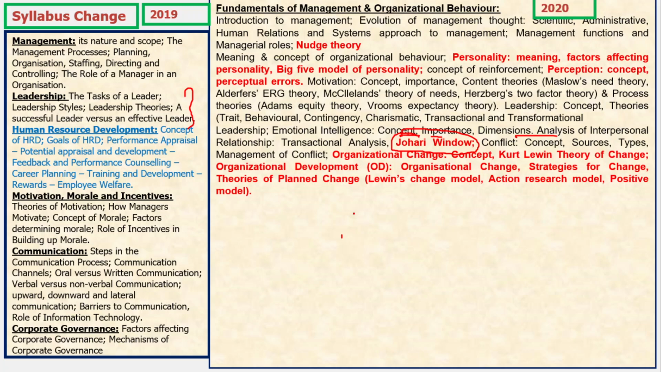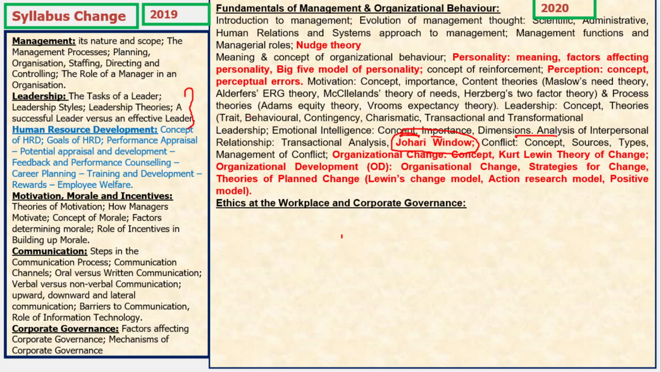Then organizational change came in as a part of organizational behavior and development, and came in new, right? So, Kurt Lewin's theory of change, strategies for change, theories of planned change, all of these were specifically put into the syllabus, and these were new.